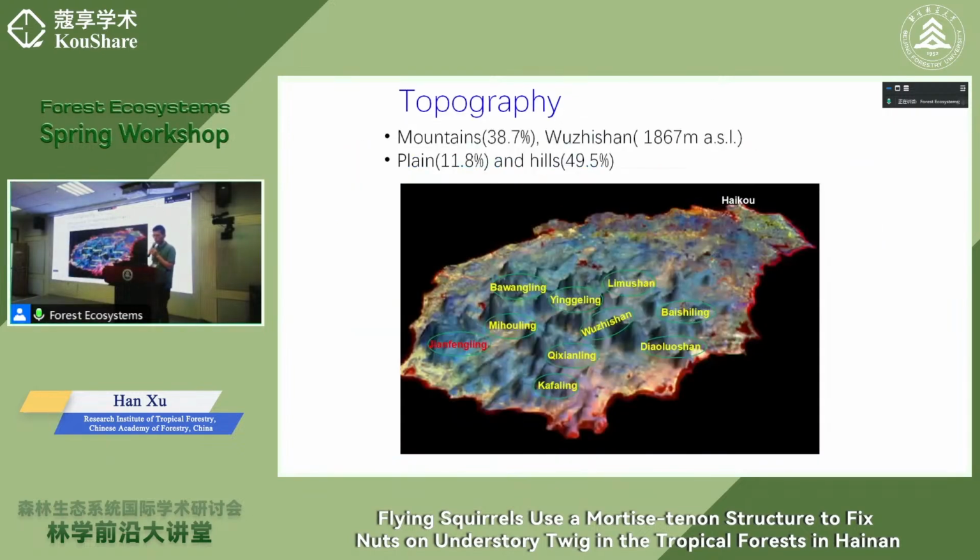For the topography of Hainan Island, about 39% is mountains. The highest mountain in Hainan is Wuzhishan, at 1,867 meters. The small hills and plains occupy about 60% of the whole island. This here is the south part of Hainan Island. Tomorrow we will go there.